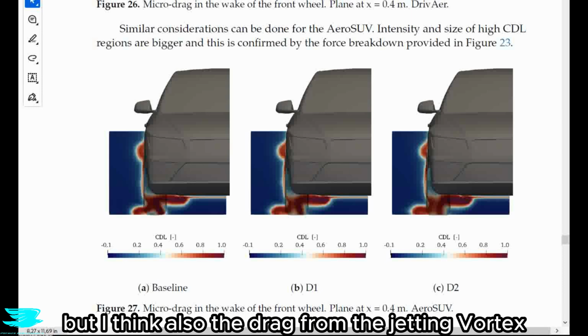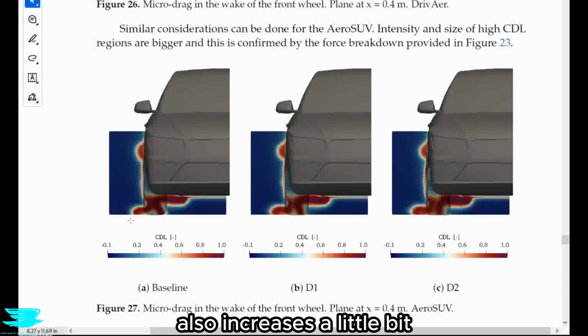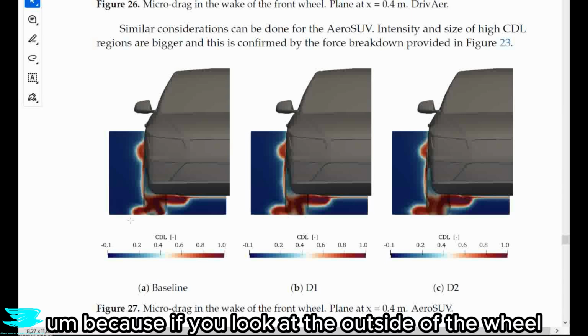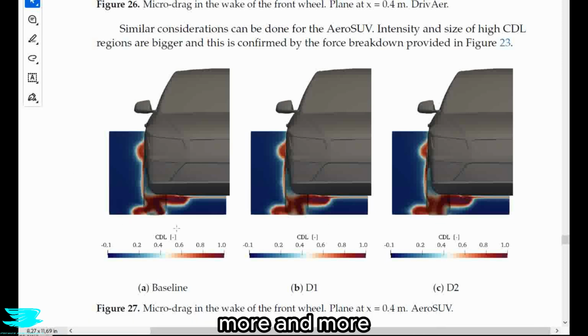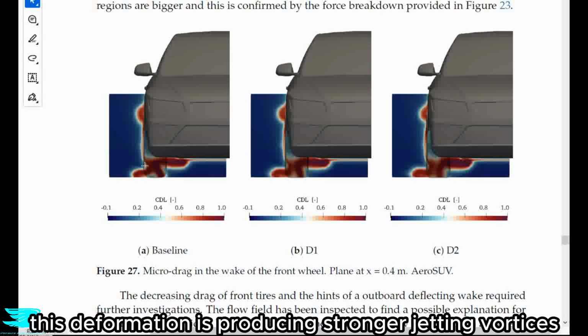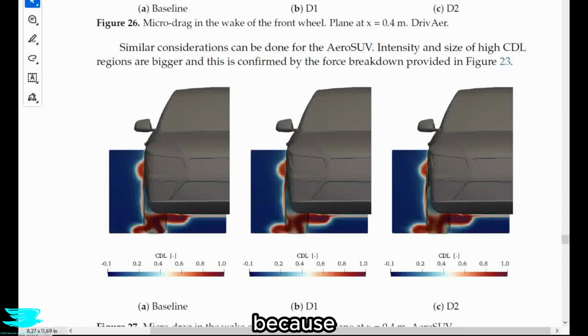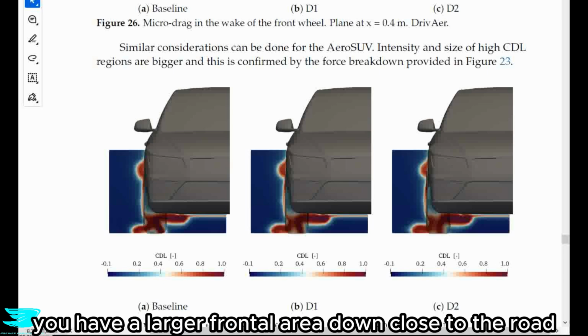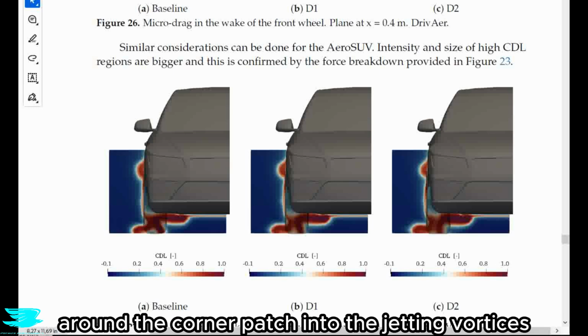But I think the drag from the jetting vortex, which is on the outside of the wheel, also increases a little bit, because if you look at the outside of the wheel, the drag produced seems to increase a bit more as you increase the deformation. So perhaps this deformation is producing stronger jetting vortices, and that makes a lot of sense because you have a larger frontal area down close to the road, so more air has to be redirected around, and that rolls up around the contact patch into the jetting vortices around the bulge.